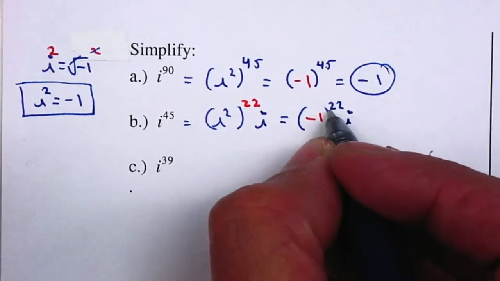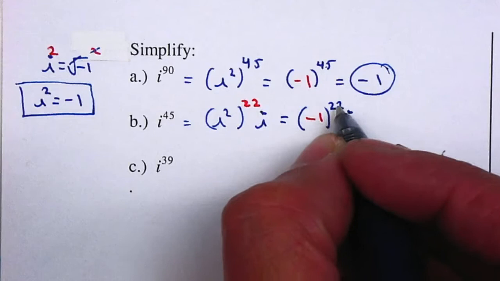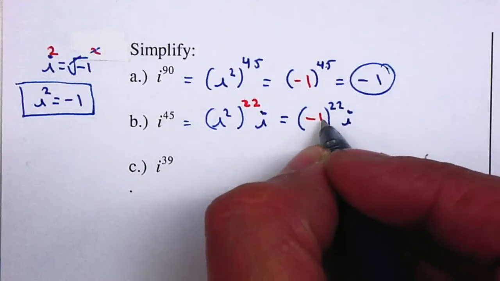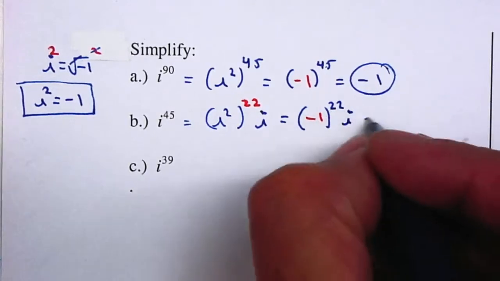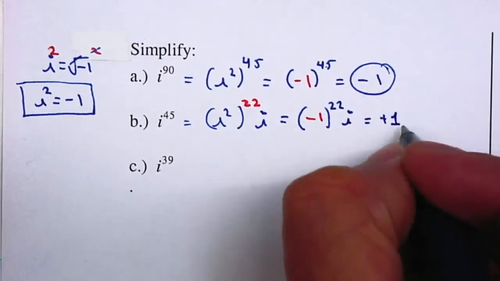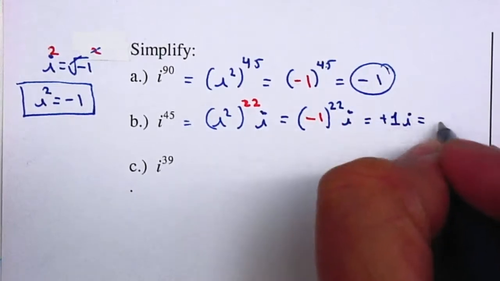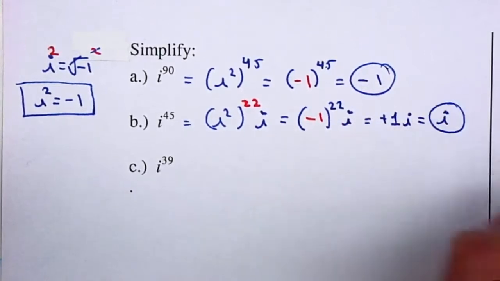-1 to the 22nd power will be +1, since this is even. Whenever you raise -1 to an even power, it gives you +1. And we still have the i left. So therefore it just gives me +i, or just i.